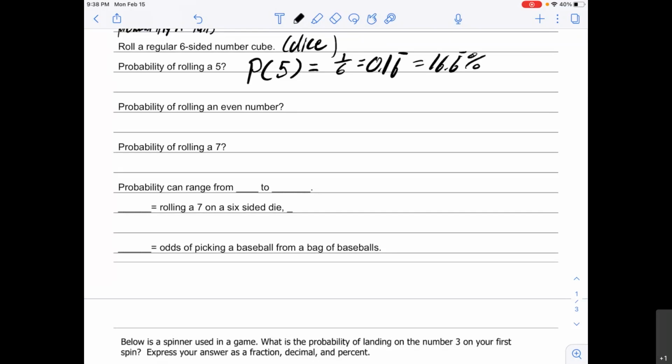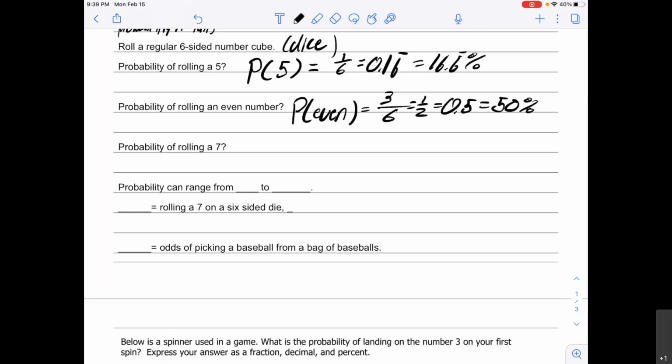So for the probability of rolling an even number, I would write that P and then in my parentheses would be even. Well, let's think about a regular die. So a die has the sides 1, 2, 3, 4, 5, and 6. So I know that there's 6 total sides. I need to think about how many of those are even. 2 is even, 4 is even, and 6 is even. So I have 3 possible outcomes that are favorable, 3 ways to get an even number. So the probability of rolling even is 3 out of 6, which simplifies to 1/2. And then we get 0.5, 50%.